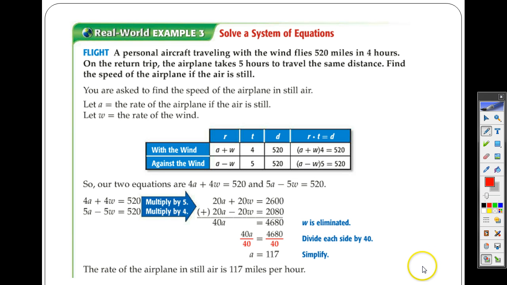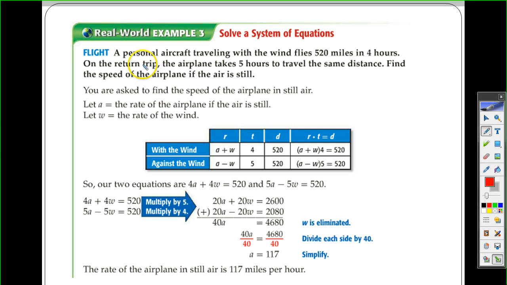Alright, real world example 3. Solve a system of equations. A person or aircraft traveling with the wind flies 520 miles in 4 hours. On a return trip, the plane takes 5 hours to travel the same distance. Find the speed of the airplane if the air is still. You are asked to find the speed of an airplane in still air. So let A be the rate of the airplane if the air is still. Let W be the rate of the wind.